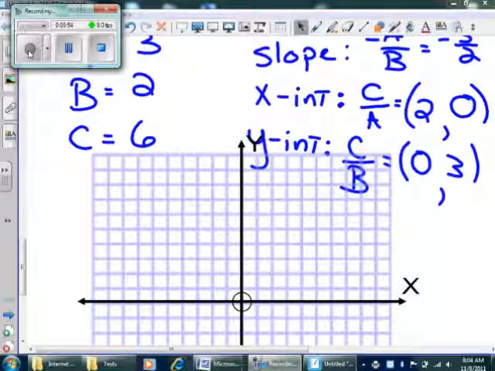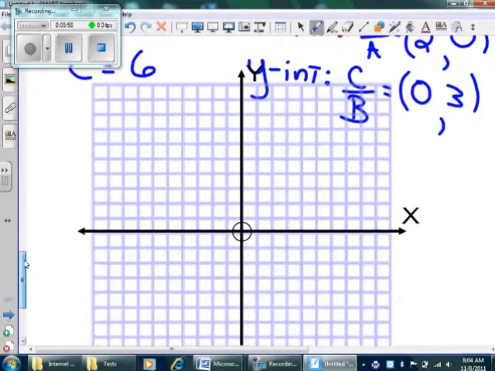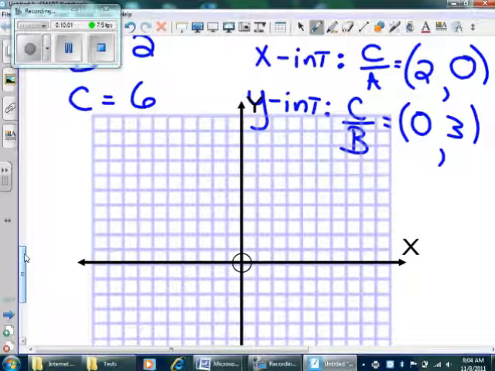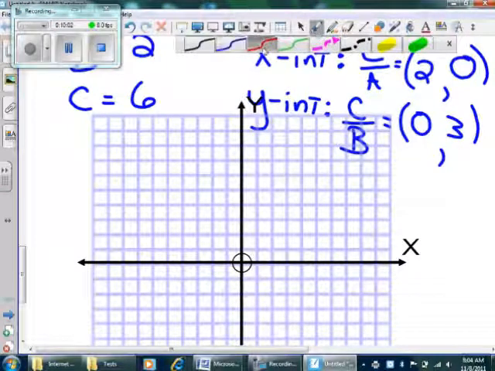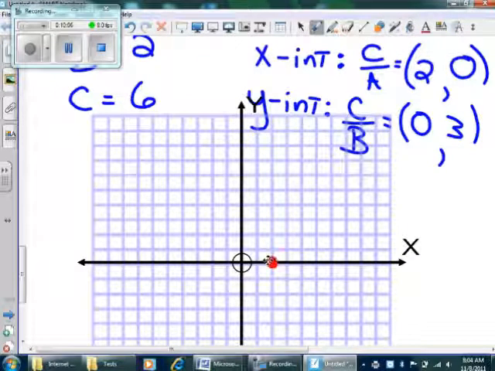Okay, so here I am ready to graph. I'm going to plot my x-intercept and my y-intercept first. My x-intercept is at (2, 0): 1, 2, 0. My y-intercept is at (0, 3): 1, 2, 3.